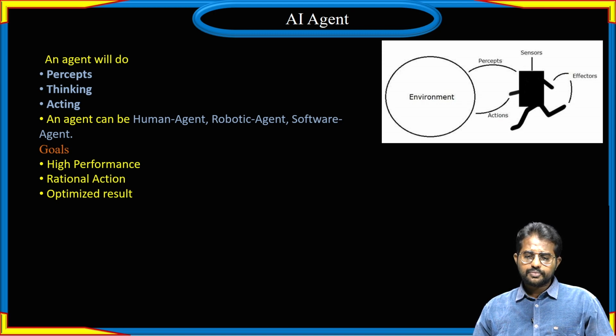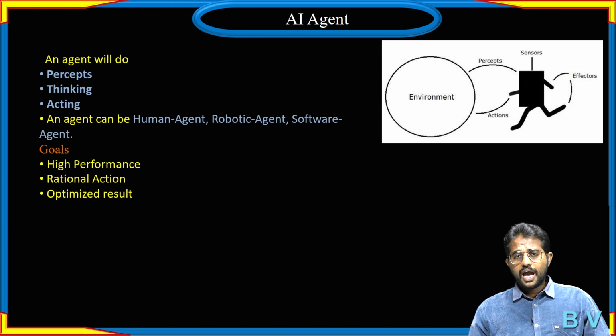And the software agent: in a software agent, we will have some software related components, simple coding to simulate the environment. Whatever the environment is, it will be simulated, and similarly whatever the characteristics of a particular agent are, they will also be simulated in the software agent. So what are the goals of the agent? The goals of the agent are that it should have high performance.